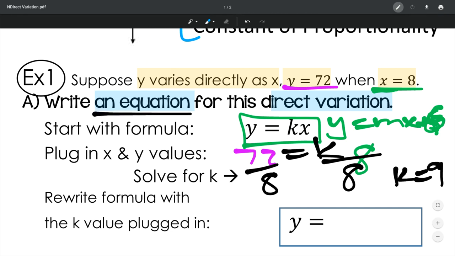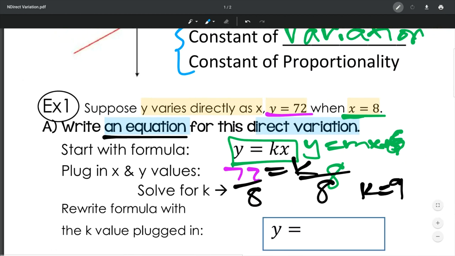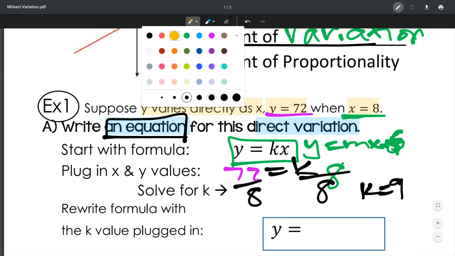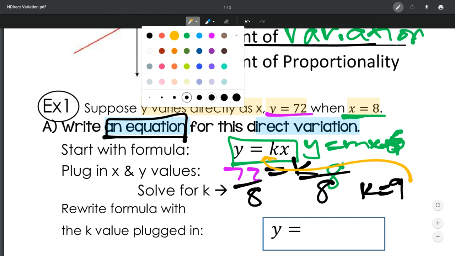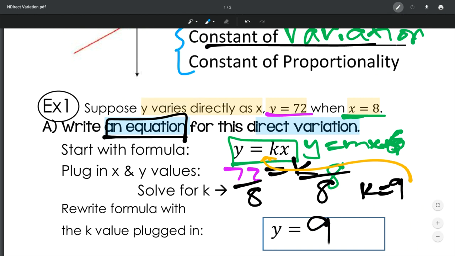They did not ask for the constant of variation right here. They asked for an equation. So we're going to take this k value and drop it into the equation. So our answer for this is going to be y equals 9x.